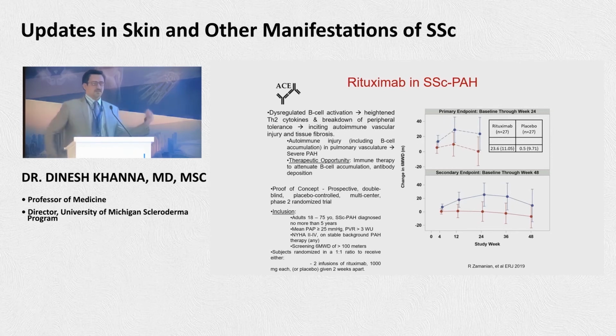So just to highlight, we might be targeting dysregulated B cell activation. Scleroderma PAH is an autoimmune disease. We so far have been using vasodilators and anti-proliferatives. I think we need to do a much larger trial, but it may be that rituximab and other immunomodulators may have a role that is beyond just treating early interstitial lung disease and skin disease.